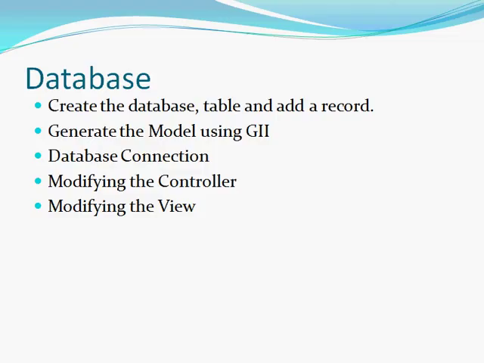Alright, so now that we've gone through a lot of what Yii has to offer to a developer, we're going to try to tie this all together by creating a database, a table, and adding a record, and then trying to display it on the screen. What we're going to do is generate the model, which is essentially a view of the database using Yii. We're going to use the main.php file to connect to our database, and we're going to modify the controller and the view that were created earlier by Yii in order to display that database information onto the screen.